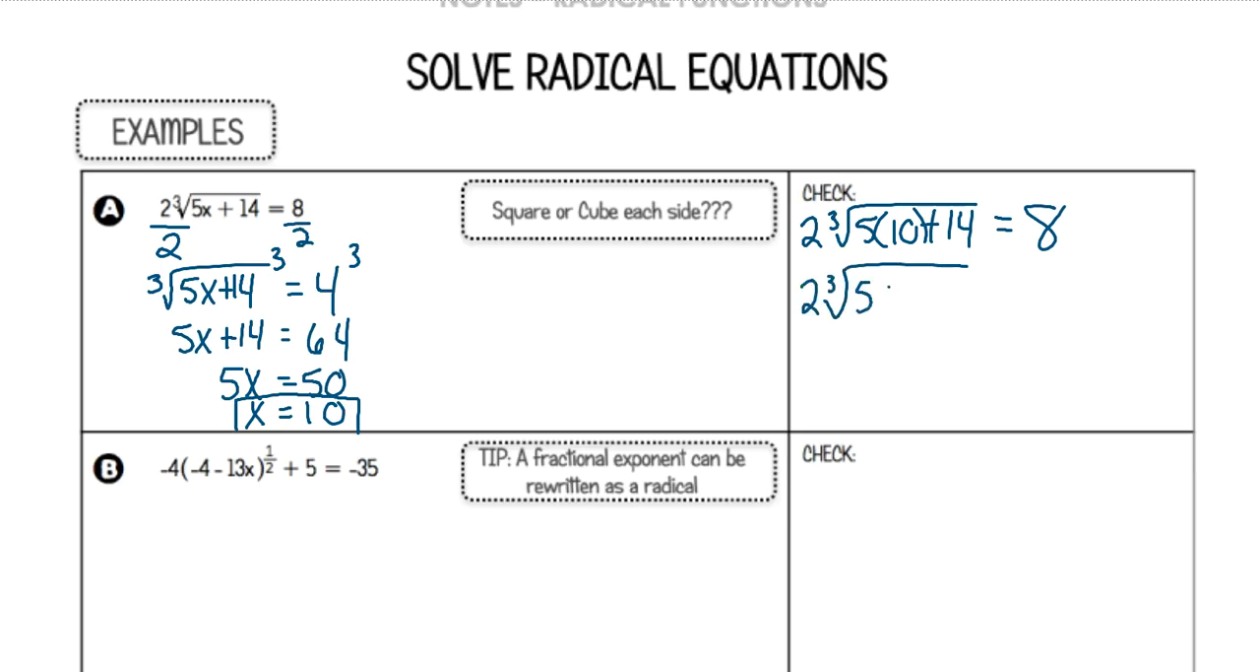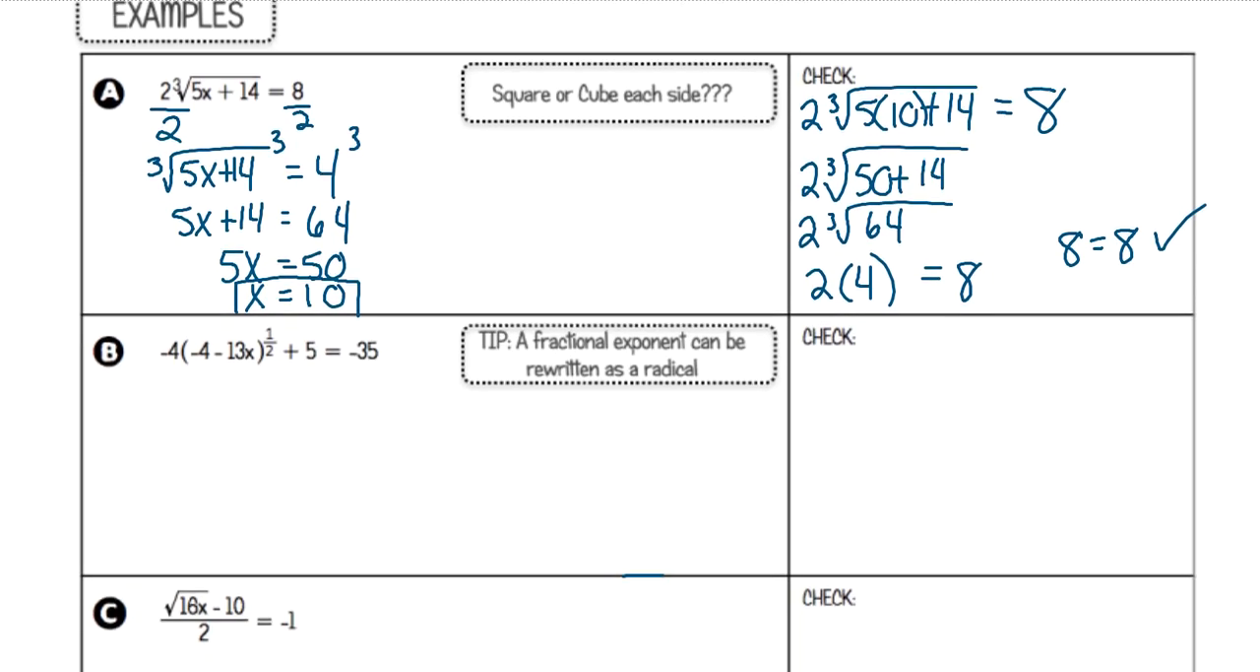with the cube root of 50 plus 14, which is the cube root of 64. And I know the cube root of 64 is 4. So I have 2 times 4 equals 8. So since 8 equals 8, we know that it's a solution. So 10 is the solution to that equation. Okay, let's look at the next one.